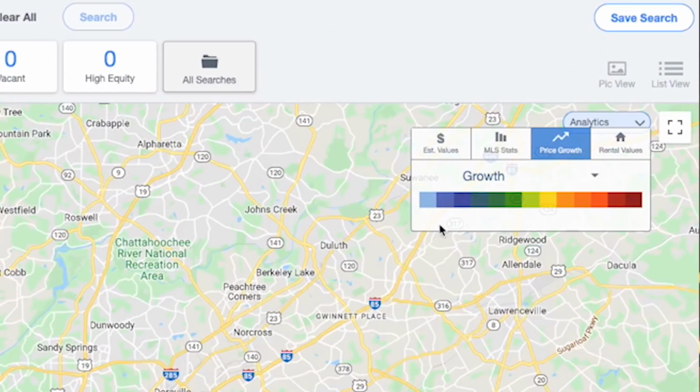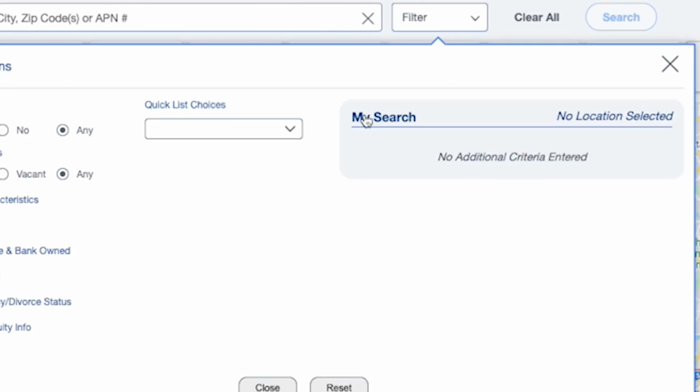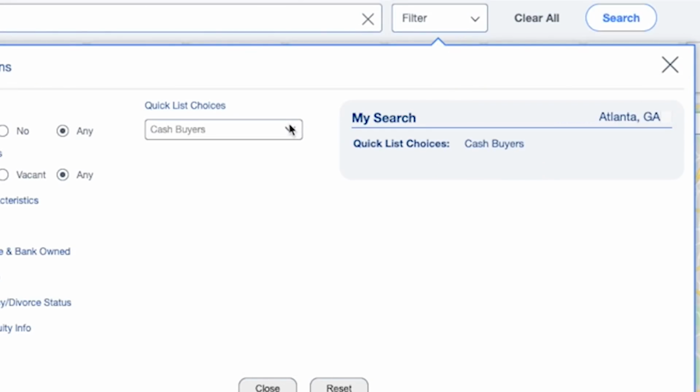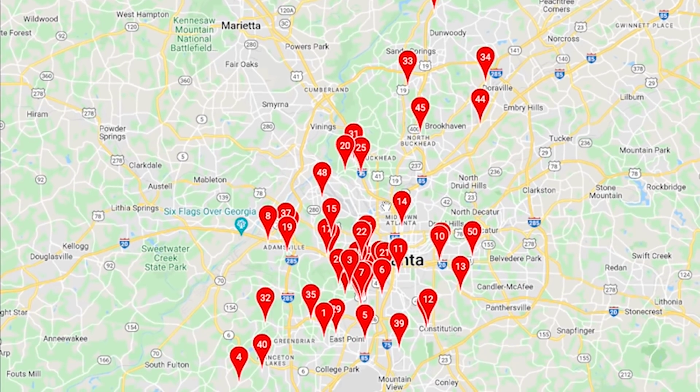They even have preset lists that you can look at, so if I wanted to know where most cash buyers were active, I could do that as well. And I could get even more specific and look at flippers, which means a property that was purchased for cash but then relisted on the market sometime after that.